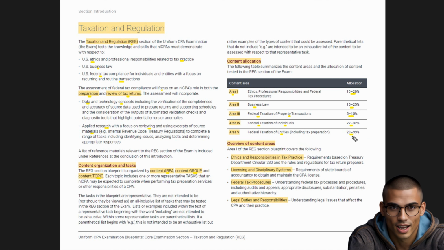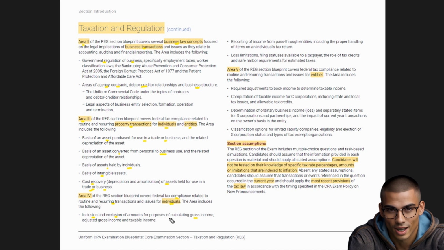Area 4 of the REG exam covers federal tax compliance related to routine and recurring transactions and issues for individuals, and this area includes the inclusion and exclusion of amounts for the purposes of calculating gross income, adjusted gross income, and taxable income, reporting on the income from pass-through entities, and loss limitations, filing statuses available for each taxpayer, and the role of tax credits and safe harbor requirements for estimated taxes.